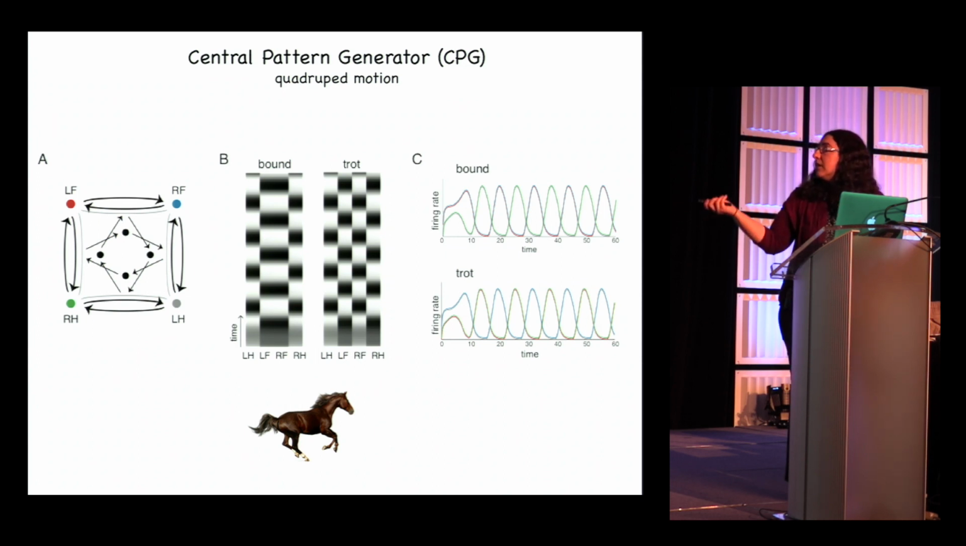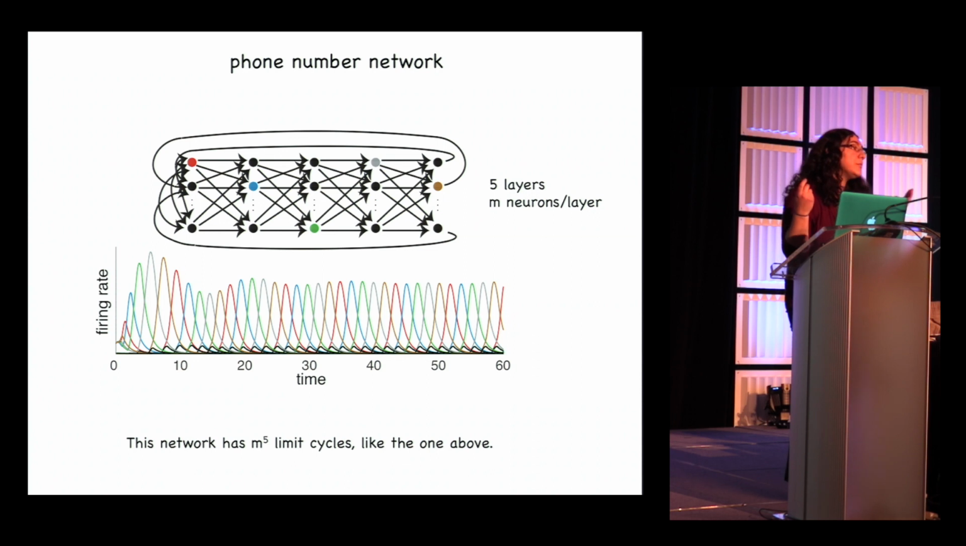And then here's an example of this phone number network. This is interesting because once you see that you have one limit cycle, you know you have them all by symmetry, right? So here I have 5 layers, m neurons per layer, and once I see one limit cycle of activity running through, I know that I have m to the 5th limit cycles by symmetry. And so you could really encode any of these.